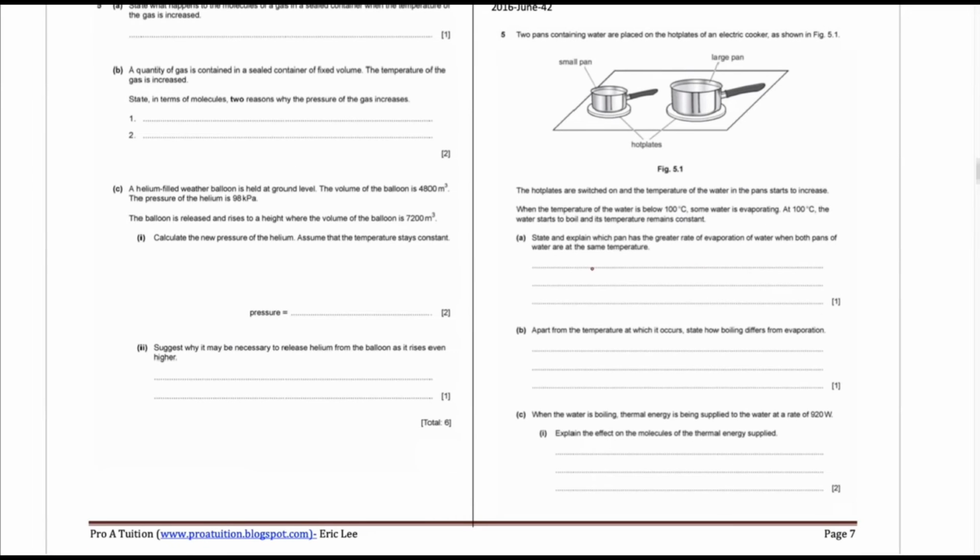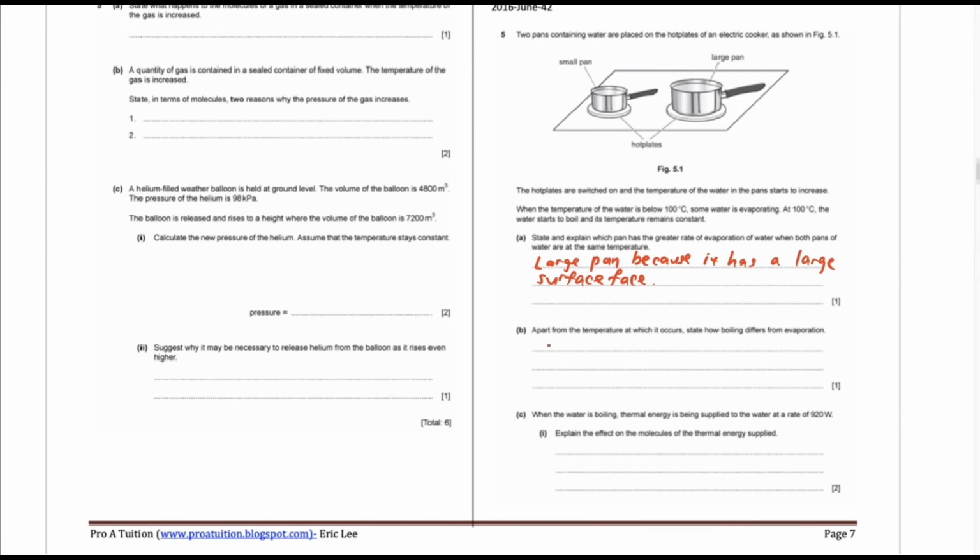And then, state and explain which pan has the greater rate of evaporation of water when both pans of water are at the same temperature. So you look at the picture and you think about it. Which one will evaporate? Yeah, the last one. Okay, so large, because it has a large surface area. Yes, correct. Because it has a large surface area. That is the keyword for evaporation. You have to link with the surface area.